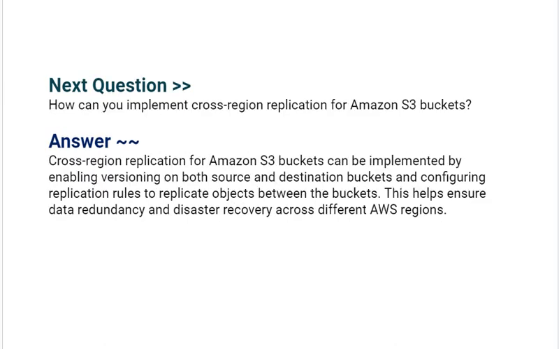Our next interview question is: how can you implement cross-region replication for Amazon S3 buckets? Your answer should be cross-region replication for Amazon S3 buckets can be implemented by enabling versioning on both source and destination buckets and configuring replication rules to replicate objects between the buckets. This helps ensure data redundancy and disaster recovery across different AWS regions.